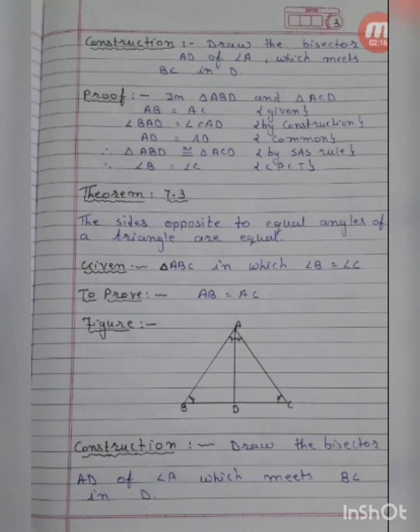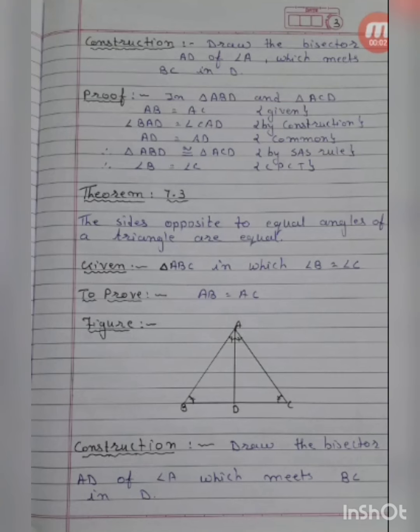Now proof. In triangles ABD and ACD, AB is equal to AC given, angle BAD is equal to angle CAD by construction, AD is equal to AD common. So we can write triangle ABD congruent to triangle ACD by SAS rule. So we can write angle B is equal to angle C by CPCT. And here we have proved our theorem.